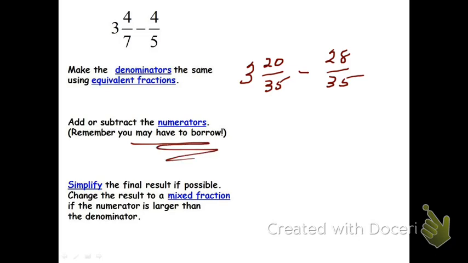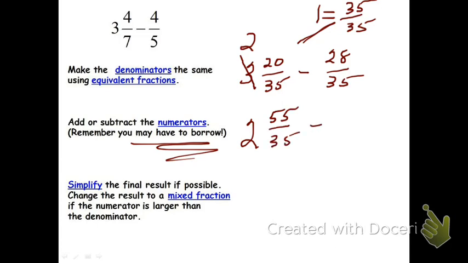Remember, you may have to borrow. Well, I'm going to have to borrow here because I can't subtract 28/35 from 20/35. So again, the process, I'm taking 1 away from the 3, so that now becomes a 2. The one I'm borrowing, I want to add it to 20/35, so I'm going to borrow it as 35/35.